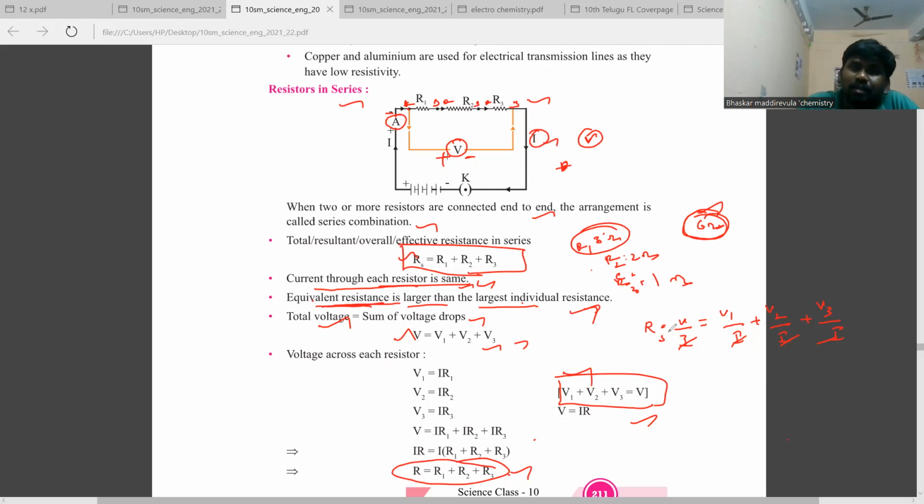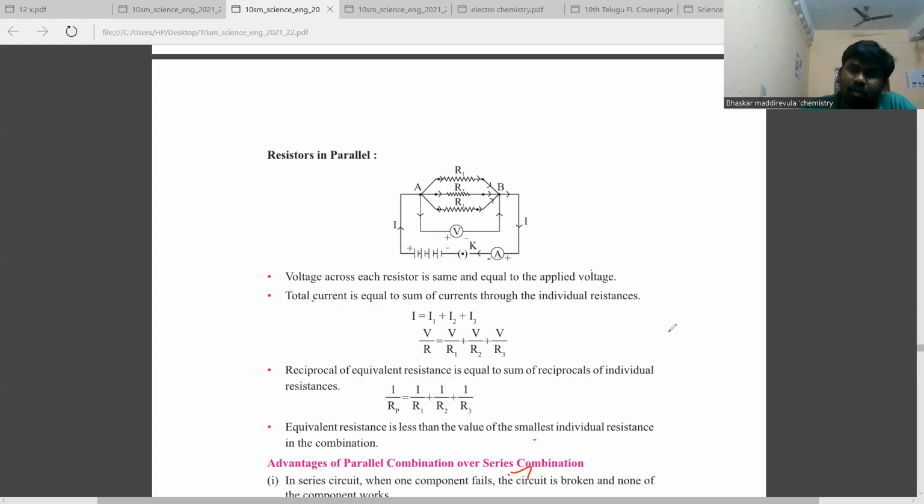Next we'll see resistance in parallel connection. This is the way we need to connect the resistances. All terminals A are connected to one point, and all terminals B of the resistors are connected to one point. So this is the resistor R1, with terminal A and terminal B. Next, resistor R2, terminal A and terminal B.